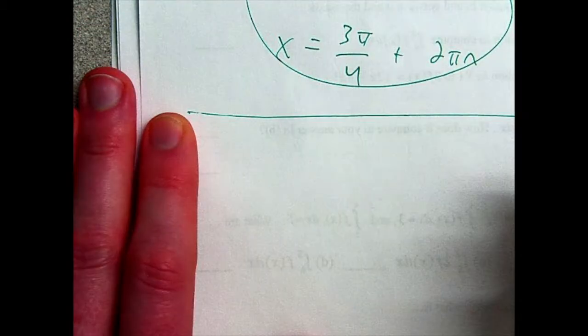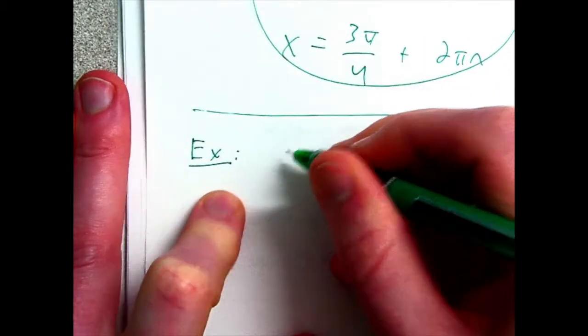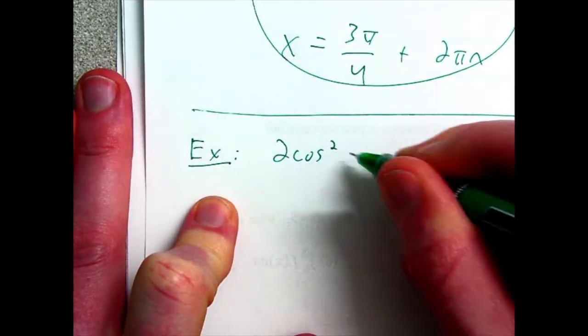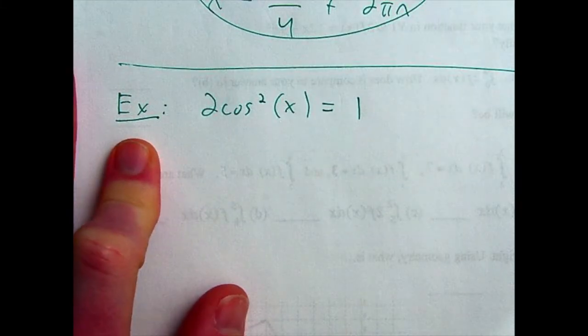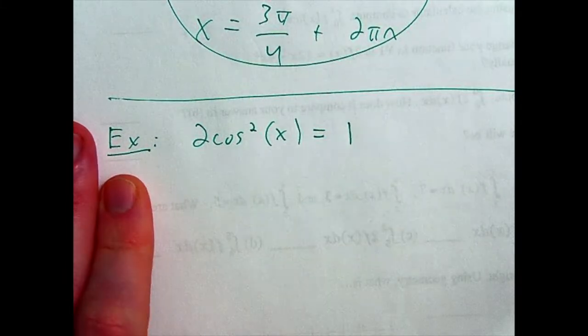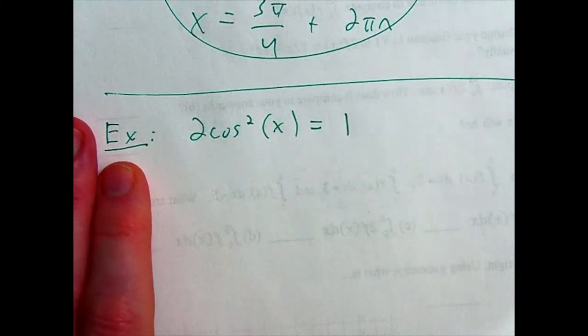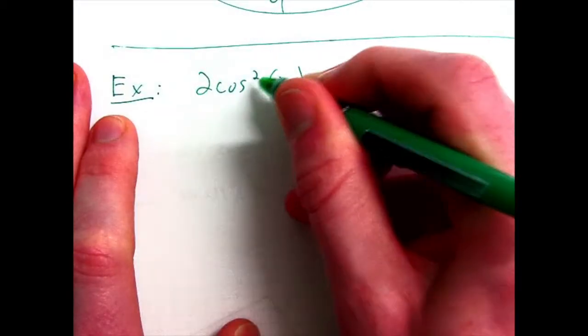Let's do a little bit more of a harder one, and this will be the last example that I do in the video. Let's consider something like 2 cosine squared of x is equal to 1. All right, so again, before you can apply the argument that we just went through about base solutions and coterminal angles, what you really have to do is get the trig function by itself.